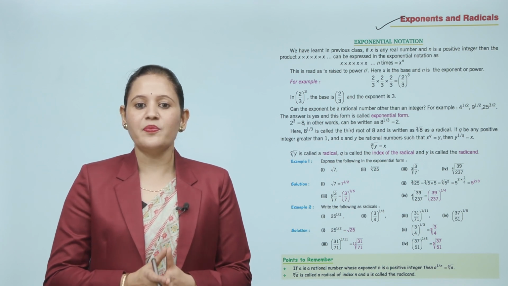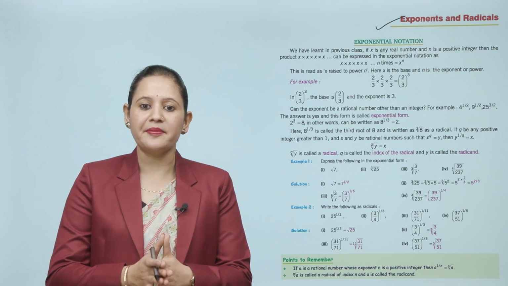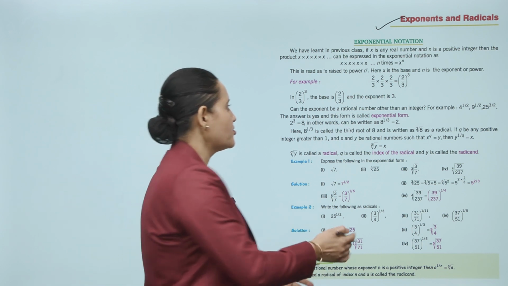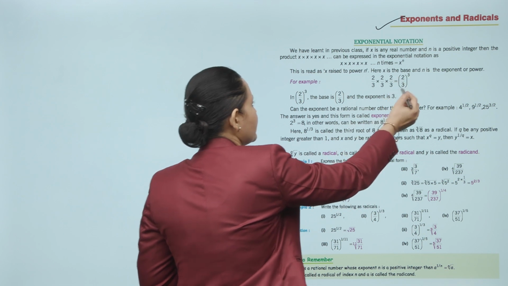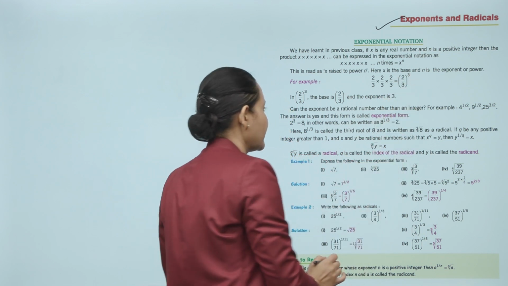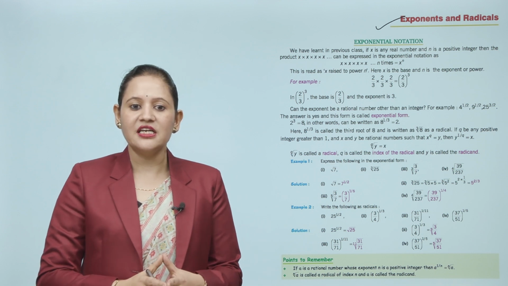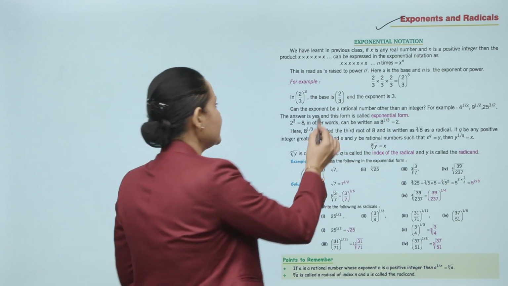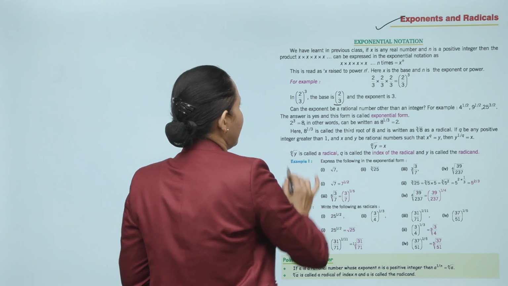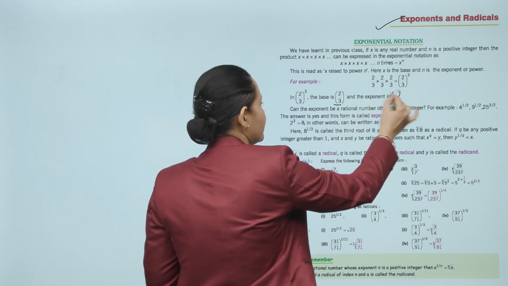For example, 2 upon 3 multiplied by 2 upon 3 multiplied by 2 upon 3. So we are multiplying 3 times, we can write 2 upon 3 to the power 3. Clear? In 2 upon 3 to the power 3, what will the base be? Base is 2 upon 3 and the exponent or power is 3.